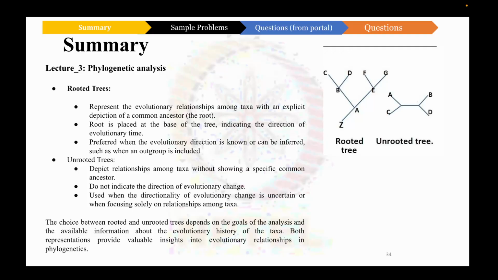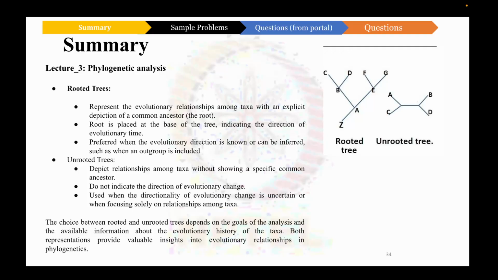In a rooted tree, a single node called the root node represents the hypothetical common ancestor of all taxa included in the analysis. The root is typically placed at the base of the tree, indicating the direction of evolutionary time with branches diverging from it.